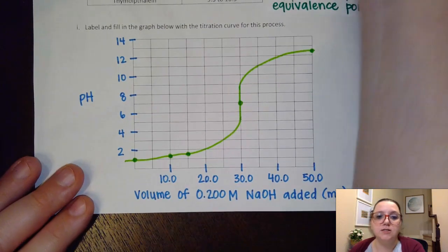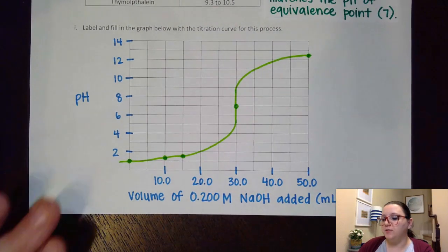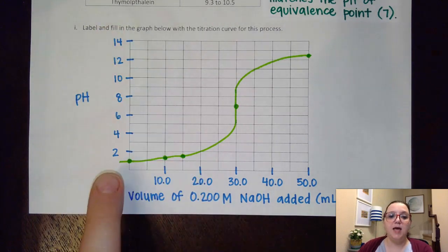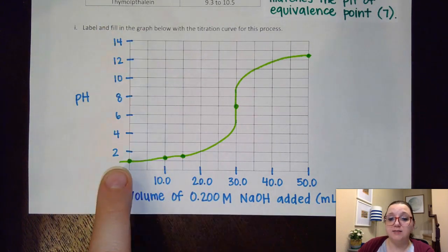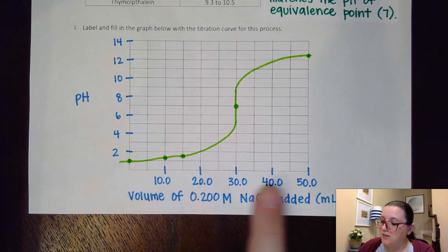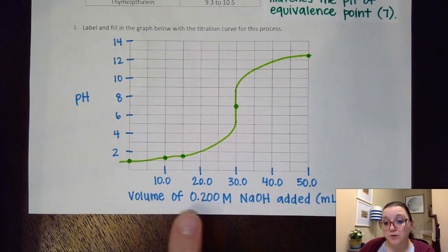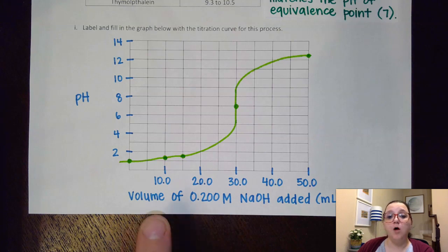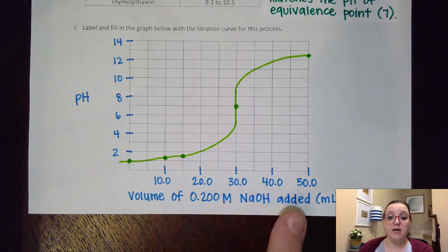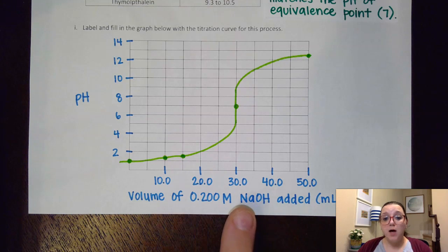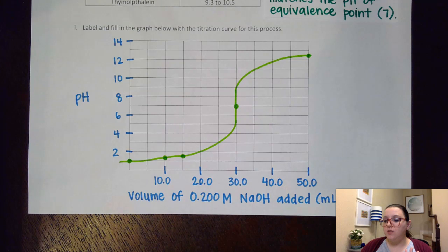All right, last but not least down here, we're going to construct a titration curve. So the first thing I would have done is added pH to my vertical axis, and then I would add the volume of my titrant down here on my horizontal axis. So notice that I put the volume of the 0.2 molar NaOH added. Again, because that was my titrant. I always want the titrant down here. And so then what I did is I plotted some points for all of the 5 calculations we did.